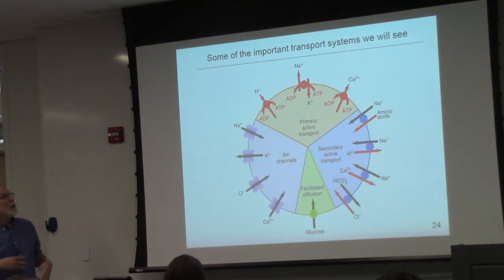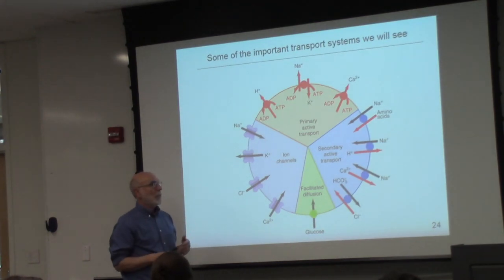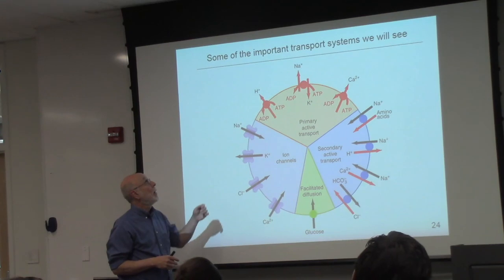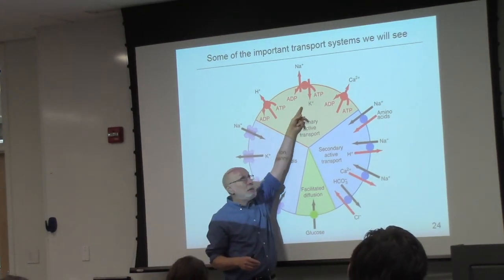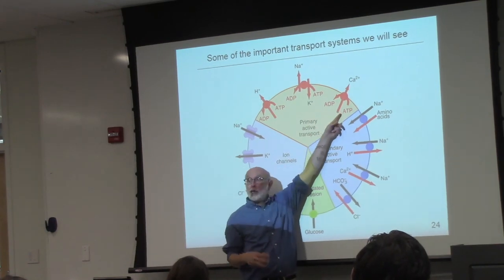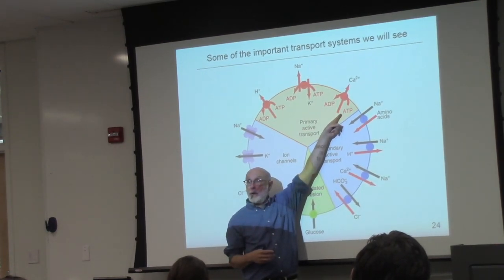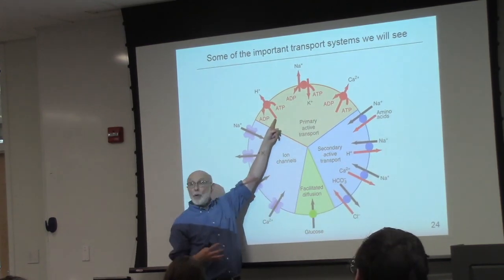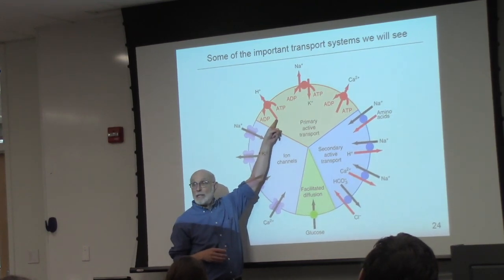So here is a textbook cartoon of the different transporters we're going to be talking about. We've talked about them already. The sodium potassium ATPase. Two different calcium ATPases, one in the plasma membrane and one in the sarcoplasmic endoplasmic reticulum. A proton ATPase, the one we're going to be talking about mostly is the one in the synaptic vesicle membrane.